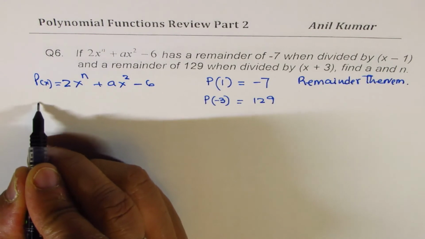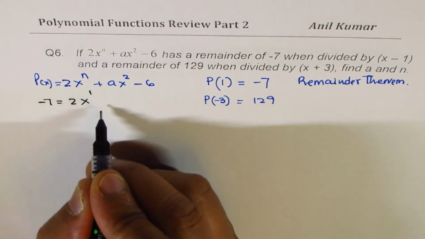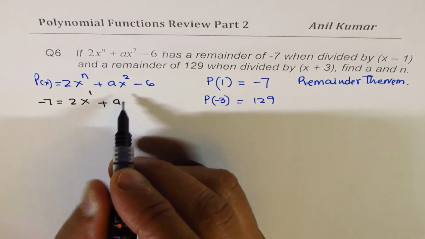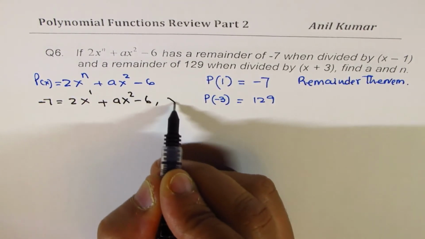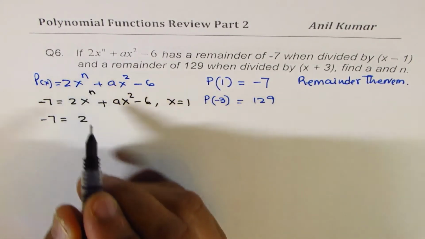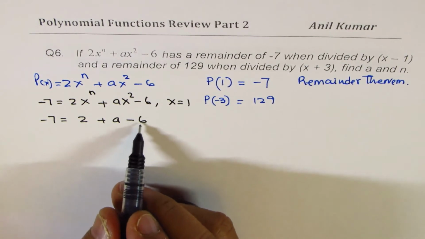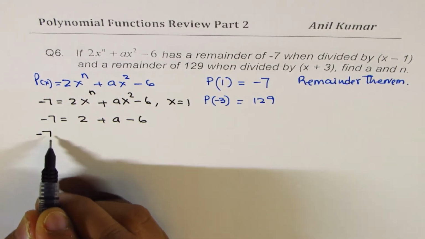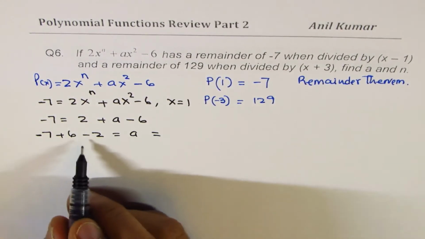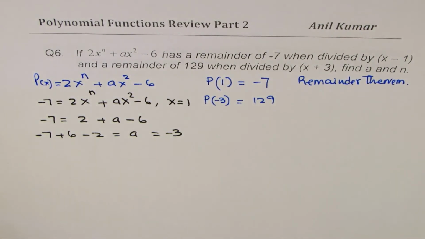So let me write down the equations. The first one will be minus 7 equals to 2x to the power of 1 plus a, x is 1 for us, right? X squared minus 6, we are substituting x equals to 1, so it becomes minus 7 equals to 2, n, right? Plus a minus 6, or you can rearrange this and write down minus 7 plus 6 minus 2 equals to a. So that means a is equals to minus 9 plus 6, which is minus 3. So a is minus 3 for us.